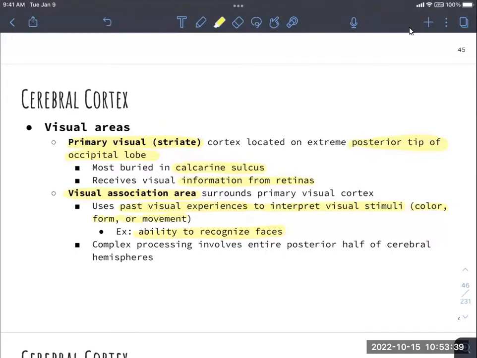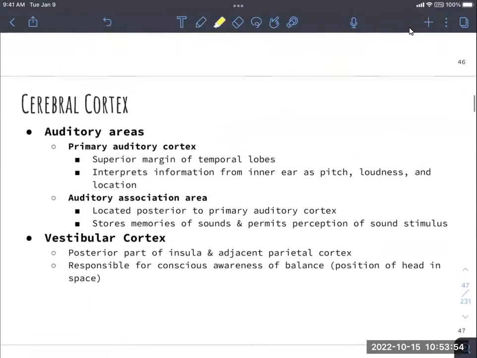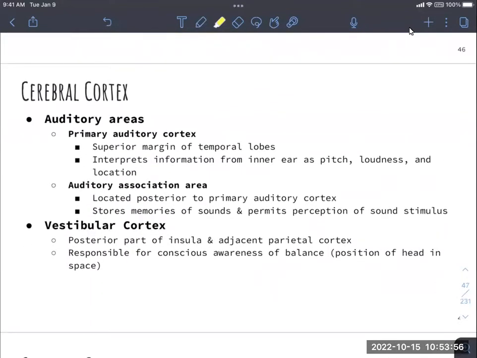So processing of what you're seeing, it's going to take the entire posterior part of your cerebral hemisphere just to process what you're seeing. Your brain does a lot of really cool stuff.